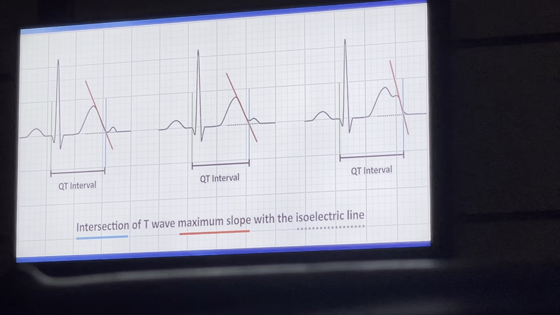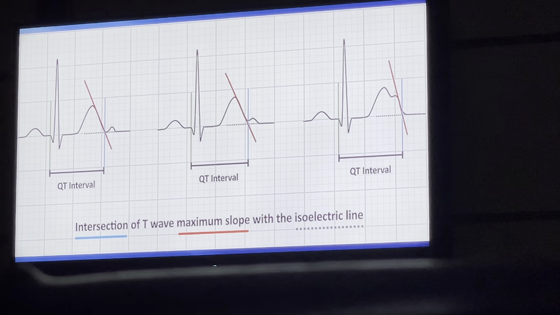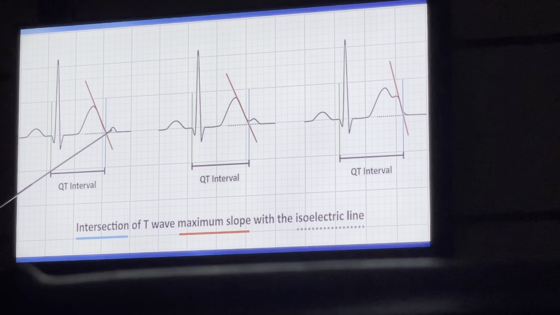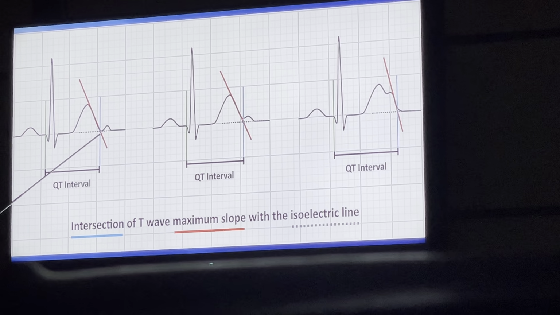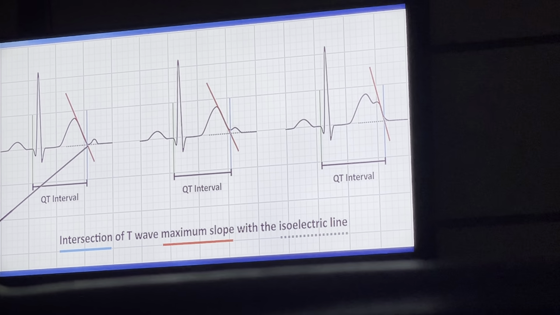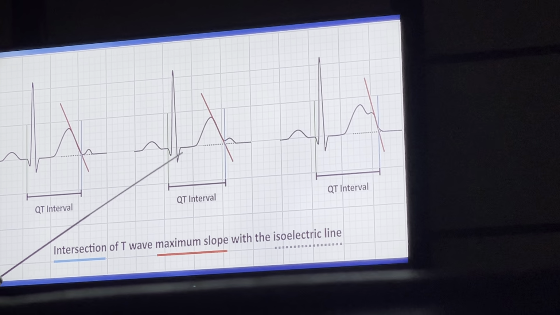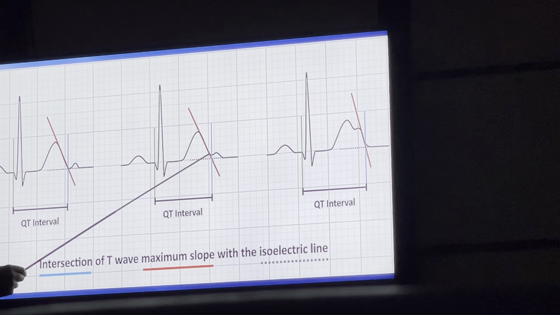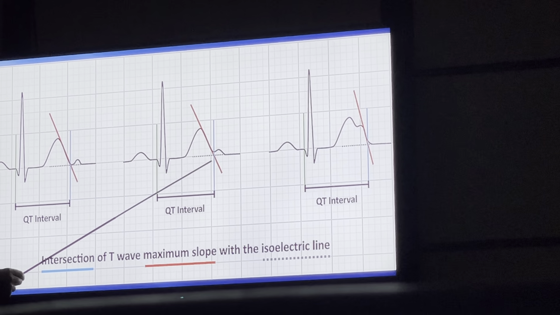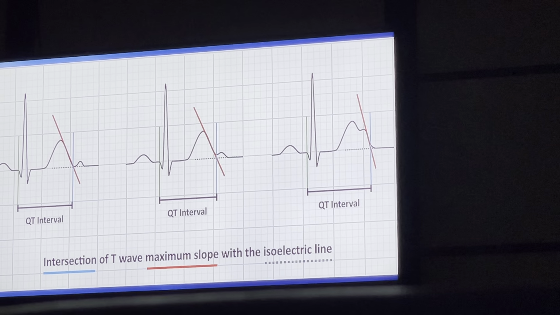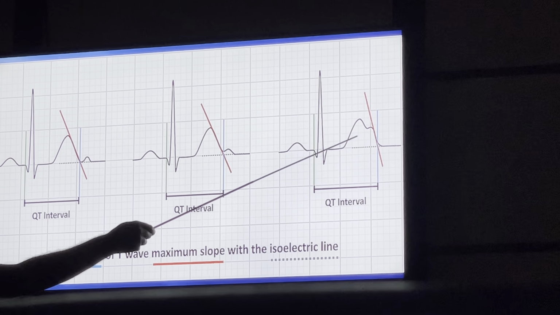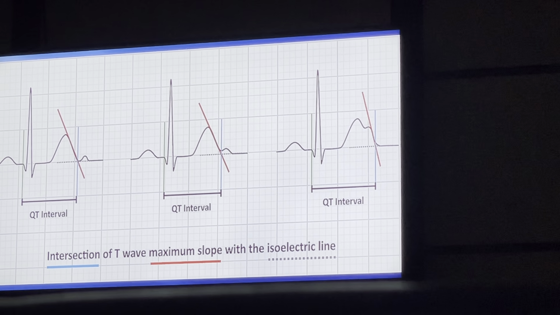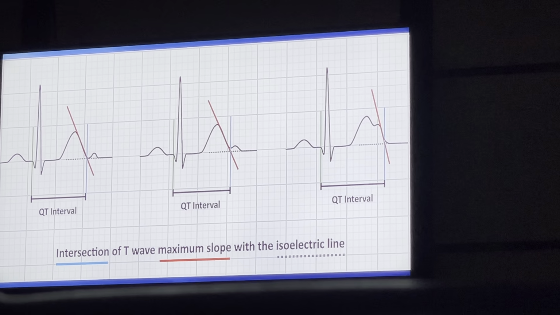Next. So this is from where to where we measure QT. If the U wave is separate, then just draw a line and this is the end of QT interval. Start from here, and this is a separate small one, so we do not include it. This is the intersection. But in that case, we include this one. So this is the way to calculate the QT interval. Next.